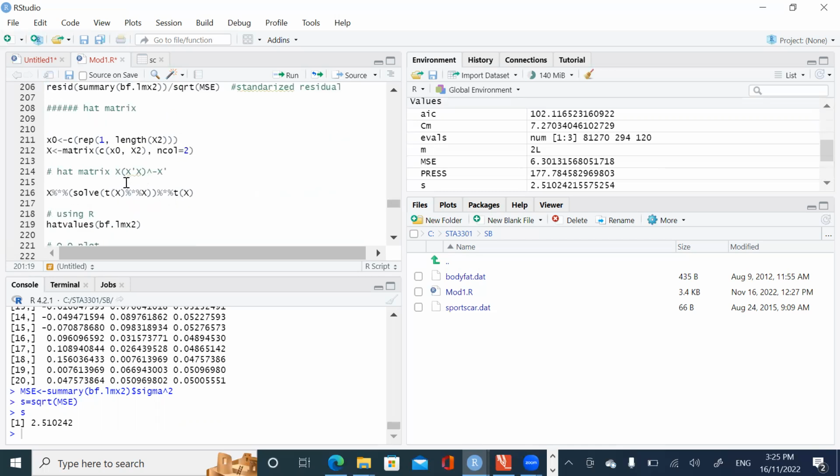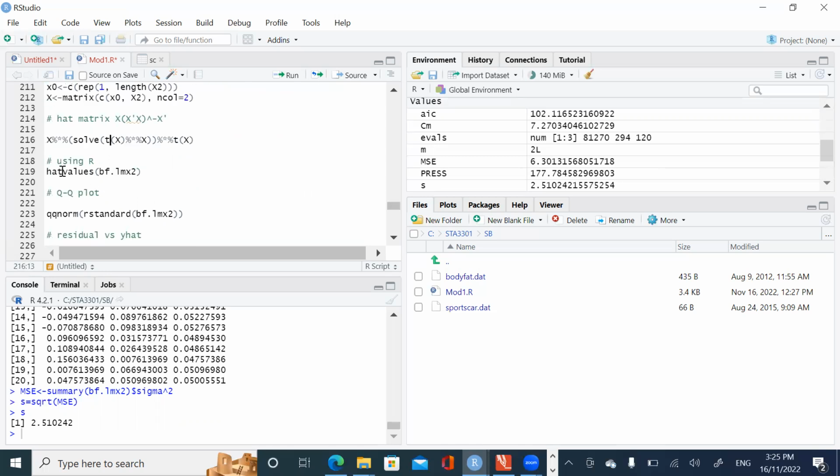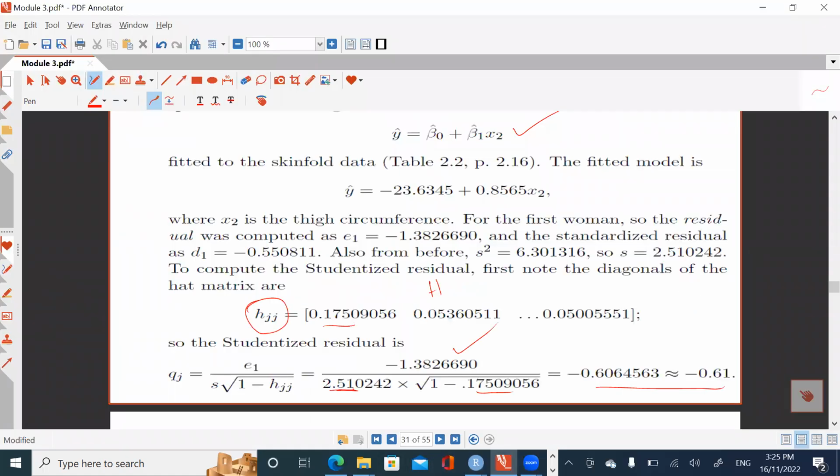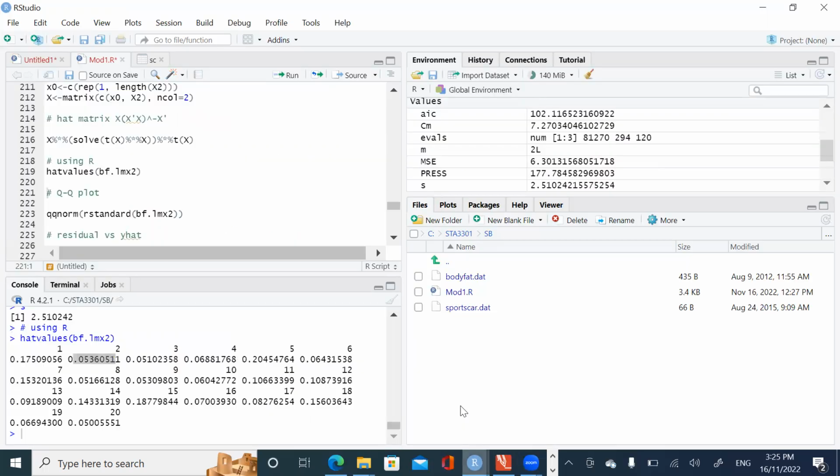So this is the hat matrix here. If you use R and calculate the hat values, this will give us your hat matrix. This is the first diagonal hat value. These are the hat values. So this is the first one, and this is the last one, and the second one is 0.0536051. So just in R, if you use the hat values command, you will get the hat values.